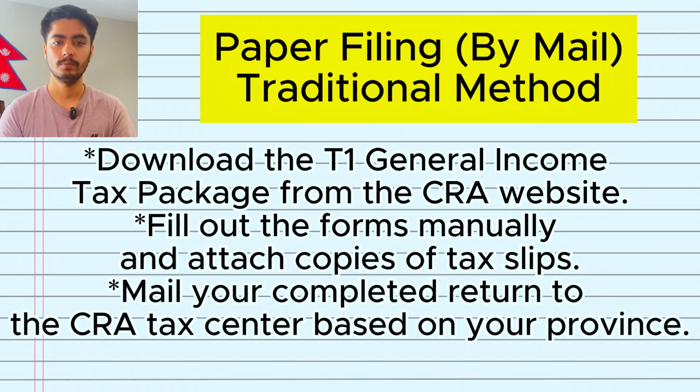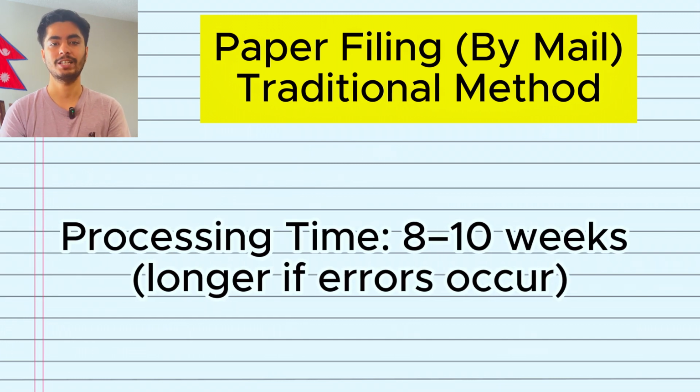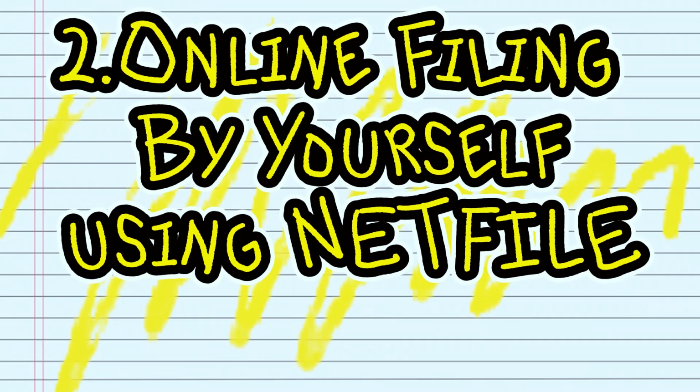Since it is a traditional method and you have to do it manually, it is very time consuming. So right now everybody does it online, so it's not really helpful to us. And the processing time of this method of tax filing is 8 to 10 weeks if there is not any error. So the second method of tax filing is online tax filing by yourself using NetFile.